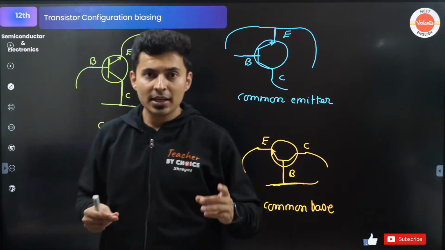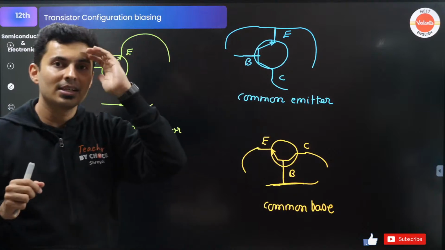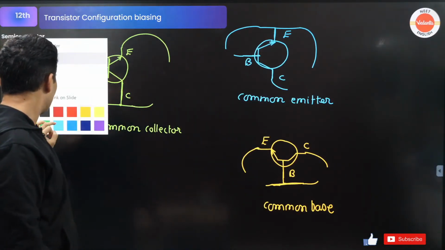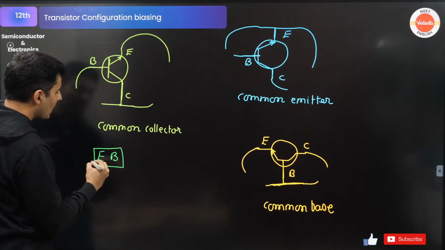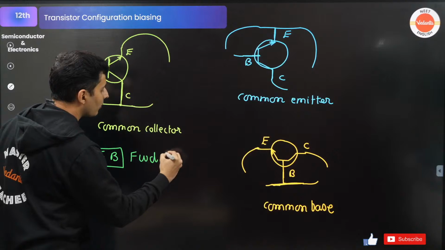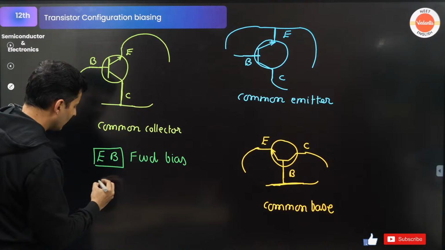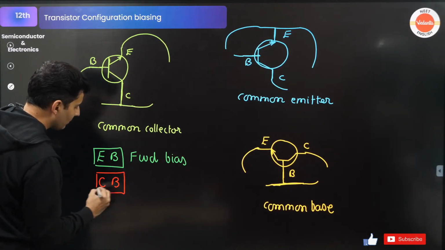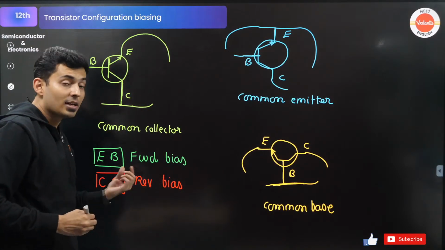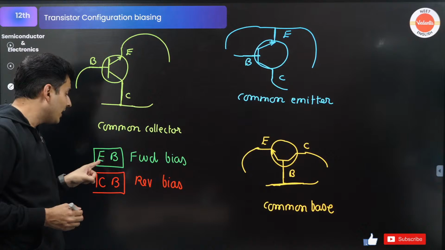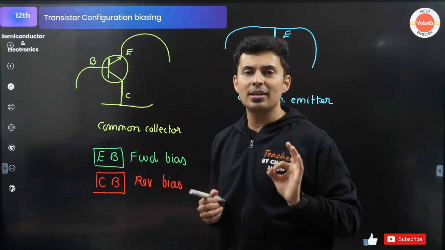Next part is what exactly comes in these gaps. What comes in these gaps is remembered by this rule. Always remember this. The emitter base junction is always going to be forward bias, and the collector base part is always going to be reverse biased. Reverse bias for collector base, and forward bias for emitter base. Do you remember forward bias and reverse bias?